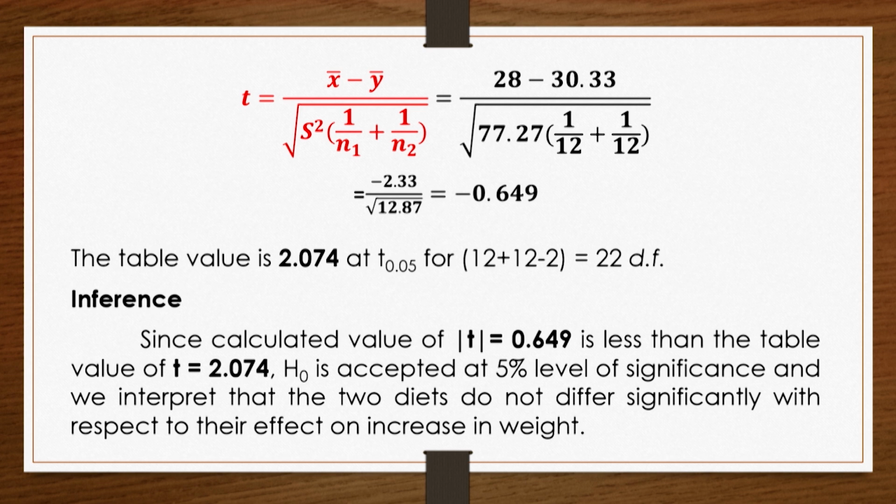Inference. The last step in the testing procedure is inference. Here the calculated value of modulus t is given as 0.649, which is less than the table value of t, that is 2.074. Here the null hypothesis, which we call H naught, is accepted at 5% level of significance, and we interpret that the two diets do not differ significantly with respect to their effect on increasing weight.